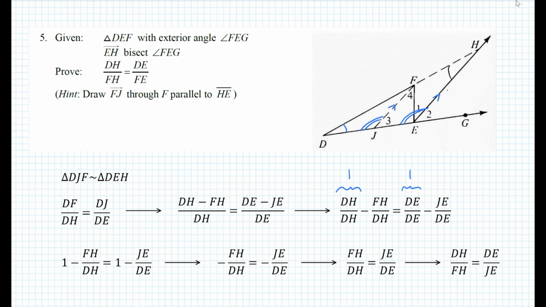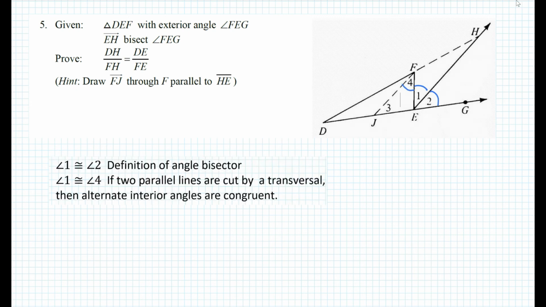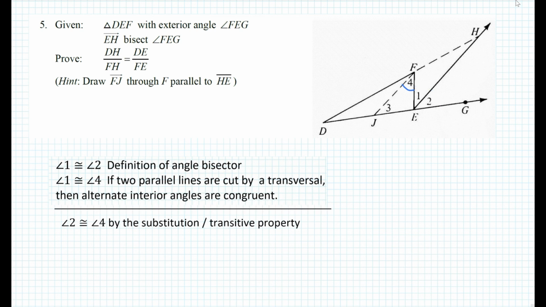Well, let's look at the diagram now. According to the given, we know that ray EH bisects angle FEG. So here we can say that angles 1 and 2 are congruent. And obviously, that is the definition of an angle bisector. Moreover, we also know that angles 1 and 4 must be congruent. Why is that? The reason is simply that if two parallel lines are cut by a transversal, then alternate interior angles are congruent. Then we can say that angle 2 and angle 4 must be congruent by the substitution or the transitive property. Okay, so what else must be true here?